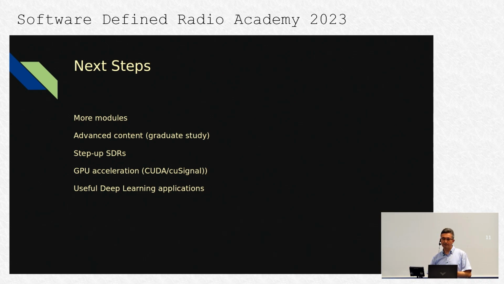And I would like to add more examples of new generation communication systems, which are even more complex, like cellular or Wi-Fi. For this reason, we are going to buy more capable SDRs. These are called step-up SDRs. And we also want to use GPU acceleration. NVIDIA has CUDA and cuSignal, its signal library, to run on GPUs. And we also want to have useful deep learning applications, because the Jetson Nano card is well suited for all of these purposes.